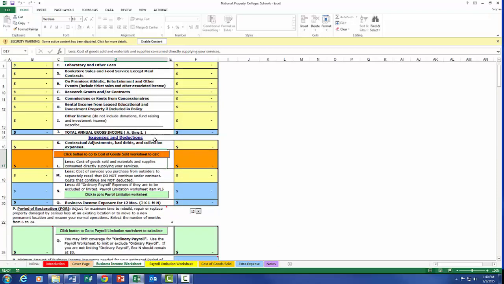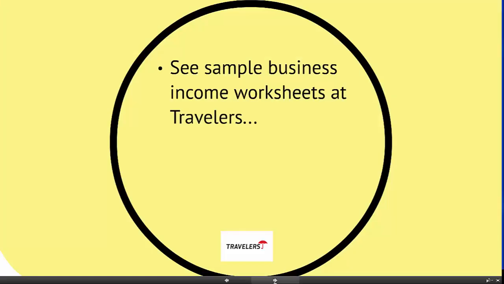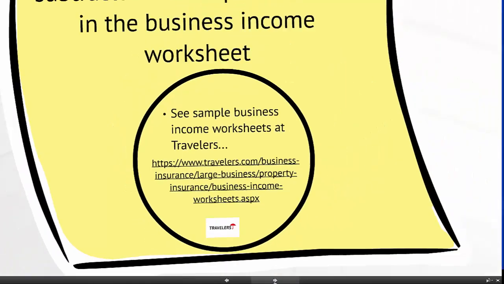We won't go to the cost of goods sold worksheet, but let's look at the extra expense calculation also. These are additional expenses at temporary premises, such as the expenses of moving equipment to and from former premises, other new insurance expenses. And then down here we have other additional expenses, bonuses for quick service, lab cost, legal and professional fees, etc. Looking around at some of these business worksheets, and it doesn't have to just be this one, can be very useful. But let's go back now to our Prezi.